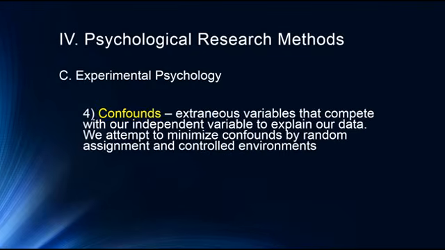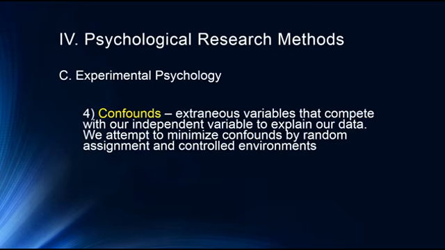Confounds are an important thing to consider whenever you're talking about an experiment, as you're designing an experiment or trying to understand or interpret somebody's experimental results. So these are extraneous variables that compete with our independent variable to explain our data. So this is really essentially anything that's screwing up our experiment.